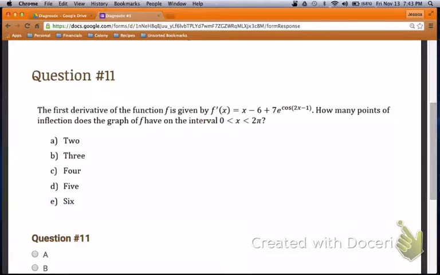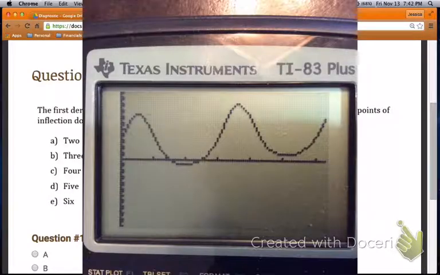So when I graph this function, I'm looking for horizontal tangents on this function in order to figure out where my original function has a point of inflection. A horizontal tangent means a turning point. It can't just be any flat part, but it has to be a turning point.